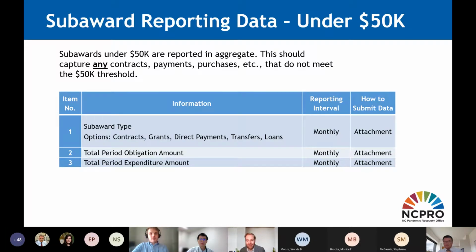Now for the under $50,000 reporting, this is a whole heck of a lot easier. You provide a subaward type, and that breaks down into contracts. So that'll be funding to entities that are providing services or goods. Grants, which would be your subgrants, entities that are carrying out a purpose for the original reason why you all received the money. Direct payments, which would be aid to beneficiaries, as an example. Transfers, which Treasury hasn't defined, but under CRF, that meant transfers to local governments. And then loans are pretty self-explanatory. And then you will provide aggregate numbers based on the subaward types for obligations and expenditures.